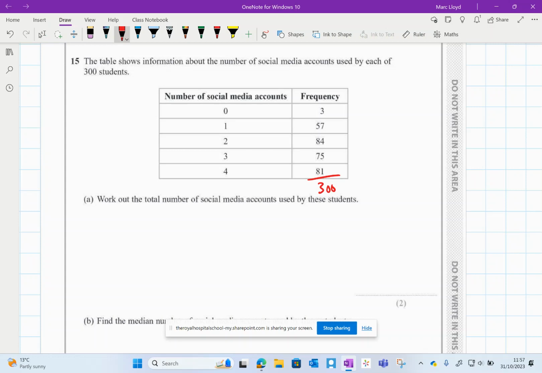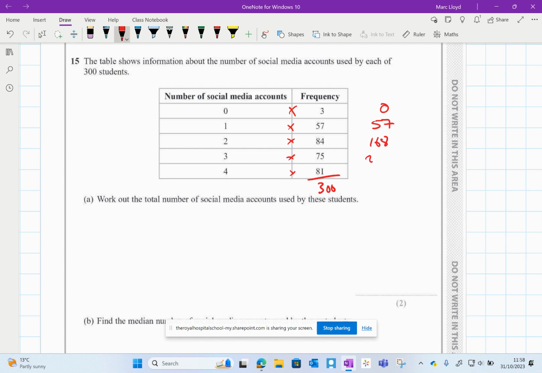So what we need to do is take into account that 0 social media accounts are held by 3 people. Now, that means that those 3 people, that's not 0. If we line them up and said, hi, in total, you have how many social media accounts? It'd be 0. Can't make up social media accounts. Now, these 57 people will have 1, and then the rest of it, as you can see, I'm just multiplying these values. So we speak to those 84, they've each got 2. That's 168 accounts altogether.